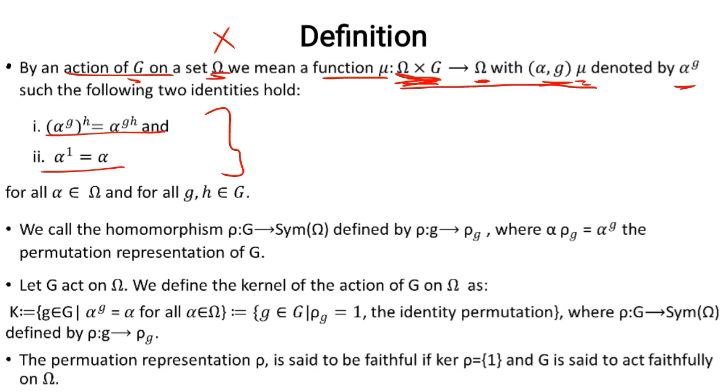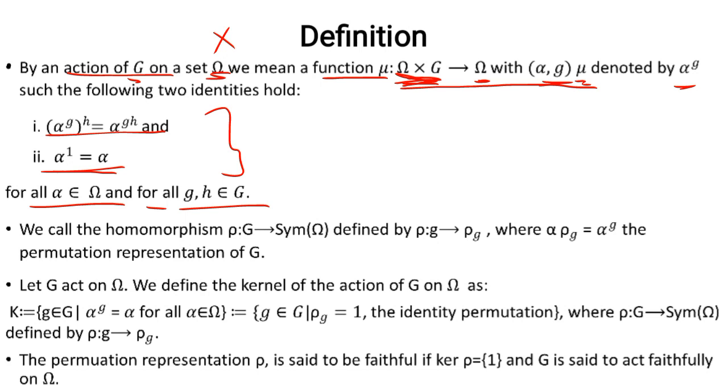Associativity: if you take alpha raised to power g, and in the bracket all raised to power h, it will be the same as taking alpha raised to power gh. And the identity: alpha raised to power 1 will be the same as alpha. This will hold for all alpha in the set Omega and for any g, h in G. Any element you pick in G must satisfy this condition. When these conditions are satisfied, we say we have a group action.